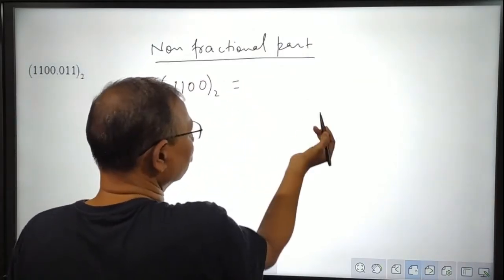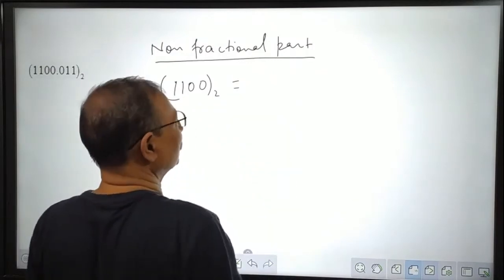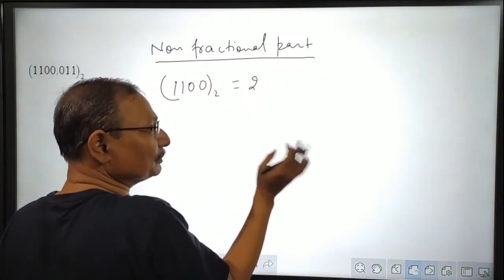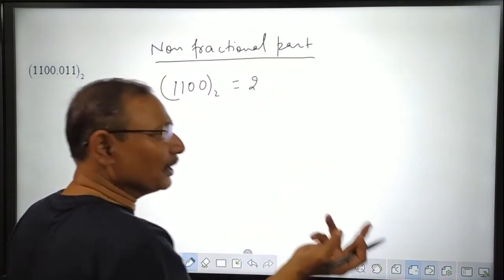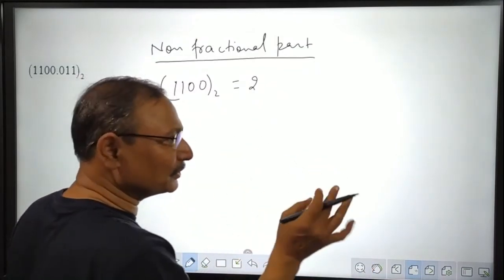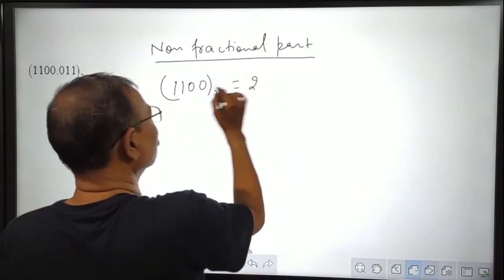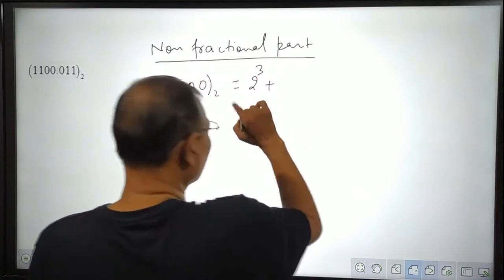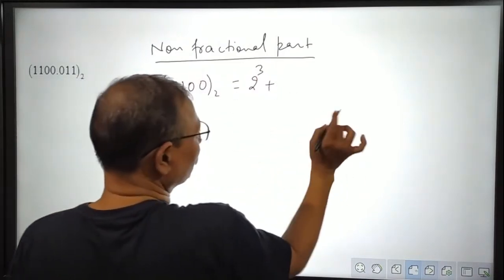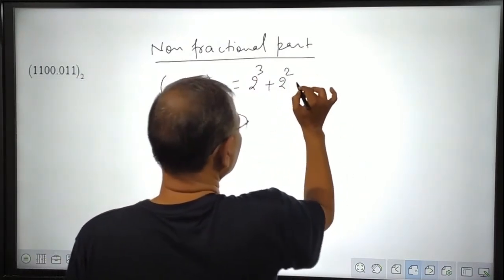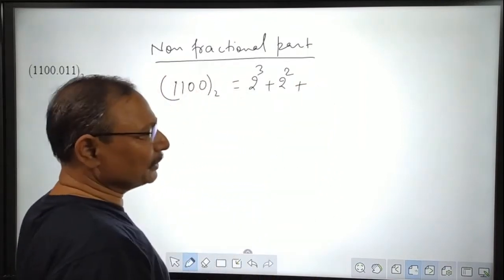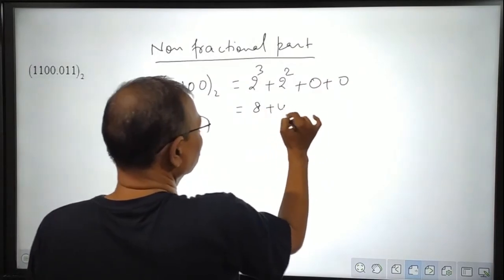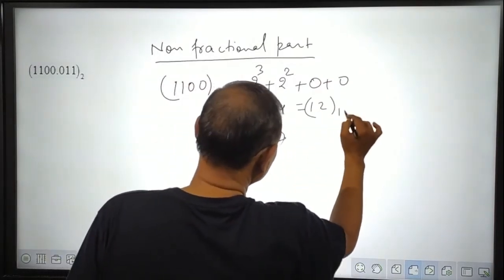And now to convert this into the decimal system, we know that this 1 is to be multiplied by, I'm not writing 1 here because we know that when we multiply any number by 1, it gives the same number. So 2 to the power 0, 1, 2, 3, plus 1 into 2 to the power 2. So I'm not writing 1, simply 2 to the power 2, plus 0 into any number is 0. So 0 plus 0, it gives us 8 plus 4, that is 12 in the decimal system.